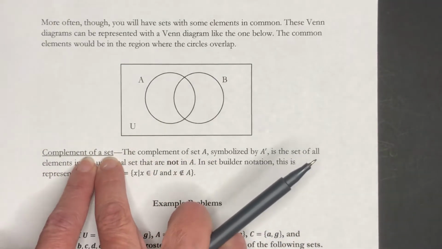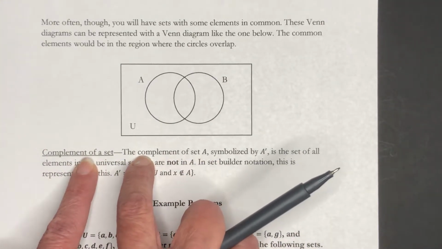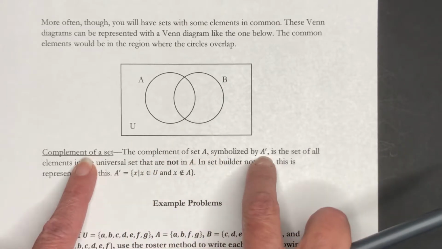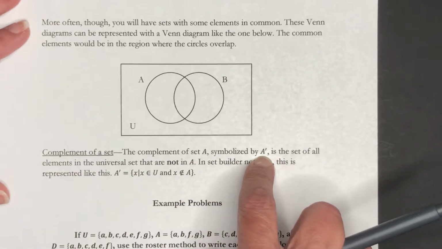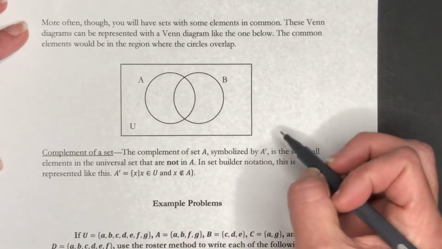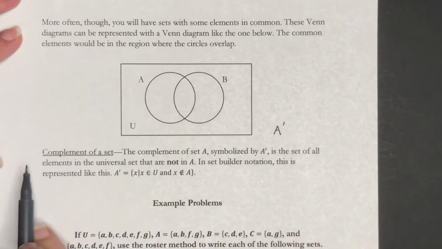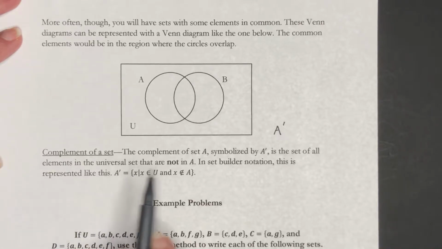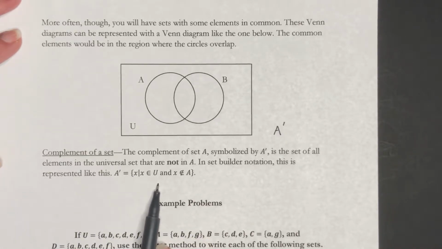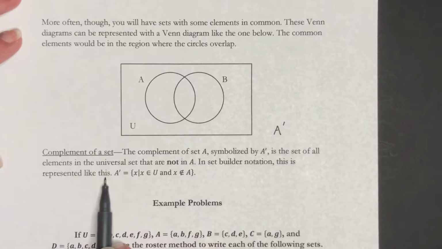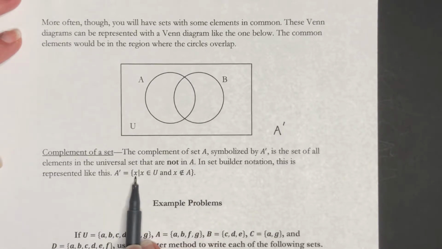All right, the complement of a set. The complement of set A, which is written like this, A prime. That's what the little line up there is called. A prime is the set of all elements in the universal set that are not in A. In set builder notation, this is represented like this. The complement of set A is everything that is in set U, but is not in A.